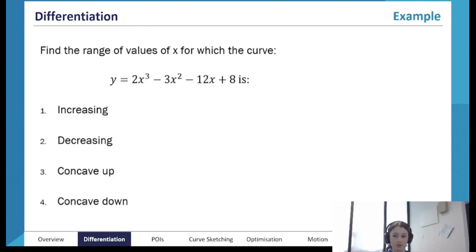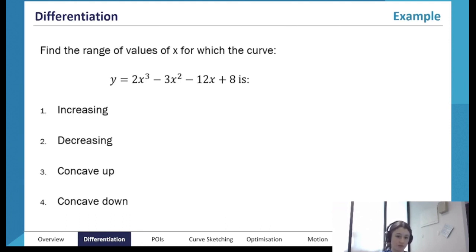Now we're going to get onto an application of using the second derivative to find when a curve is concave up or concave down, and also using the first derivative to determine when a curve is increasing or decreasing. So we're going to be using the rules that we went over previously in the lecture, telling us about the value of the first and second derivative and what that tells us about the curve. And we're also going to be needing to derive the curve.